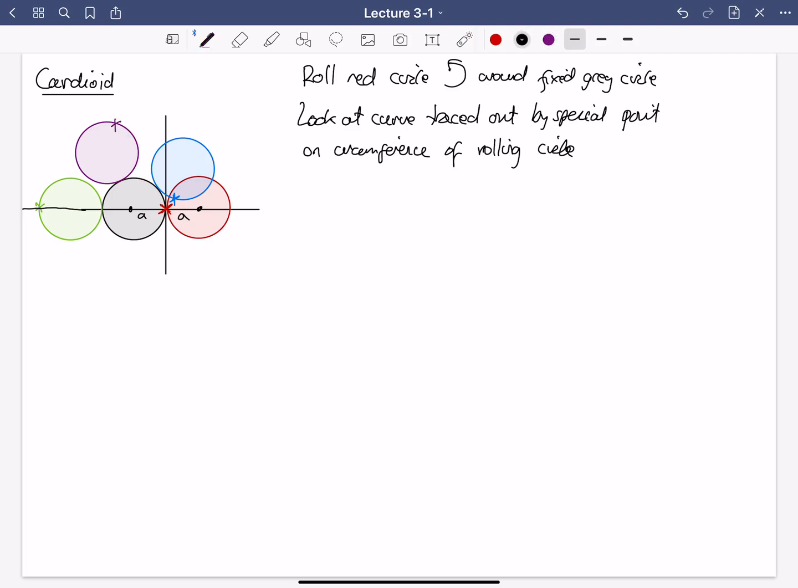And then I'm going to sort of plot these marked points together, it's going to look a bit like that. And then it's symmetric down below, so it's going to look a bit like that. So that curve that I've tried to draw there, that heart-shaped curve, that's the cardioid. Okay, so let's see if we can calculate the equation in polar coordinates.